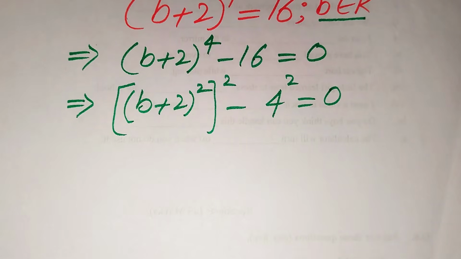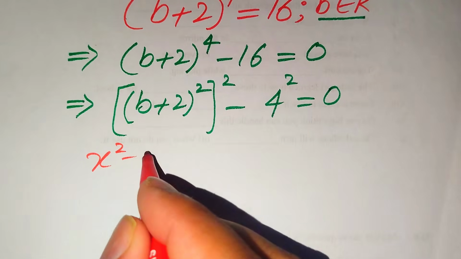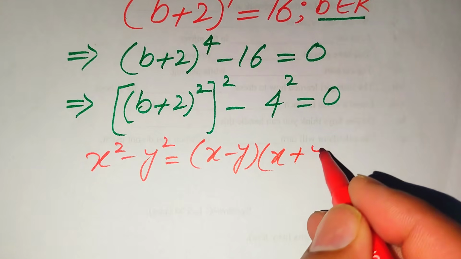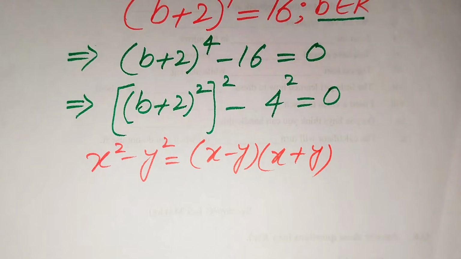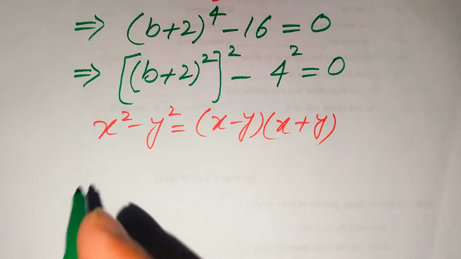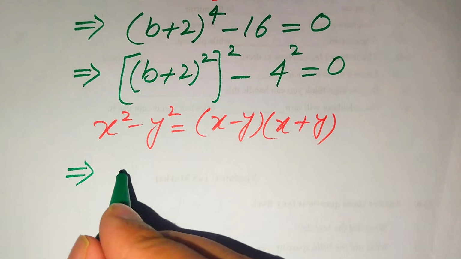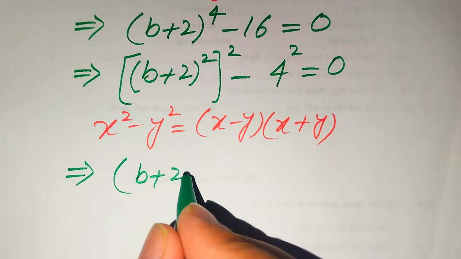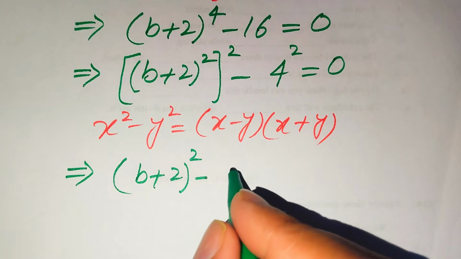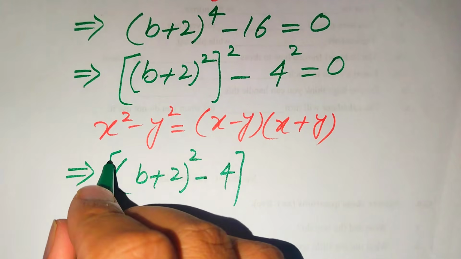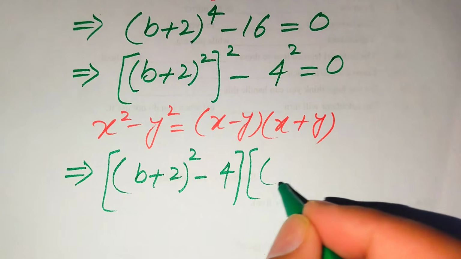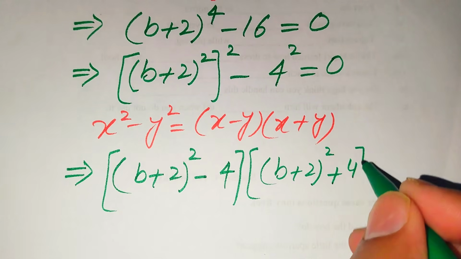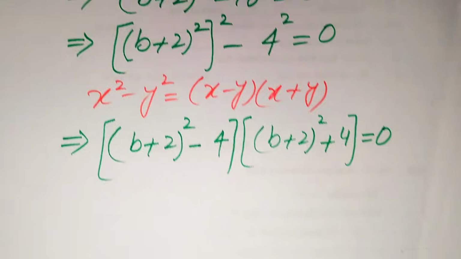So here we use the nice algebraic formula you know about: x squared minus y squared equals (x minus y) times (x plus y). According to this formula, we write the above equation in this form. Our first factor is x minus y, where x is (b+2)^2 and y is 4, times the second factor x plus y, again where x is (b+2)^2 and y is 4, and this whole equation is equal to 0.